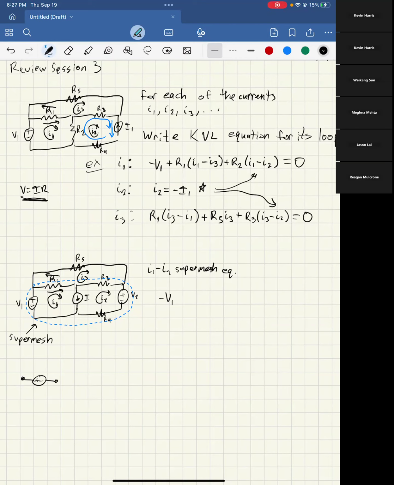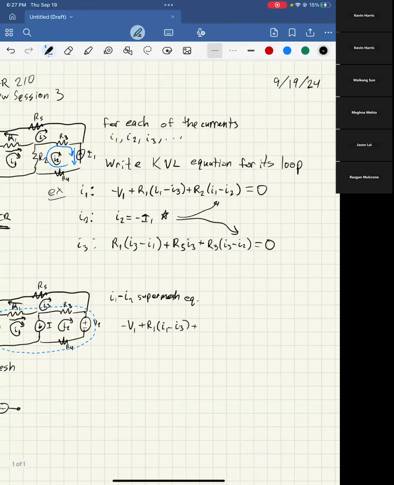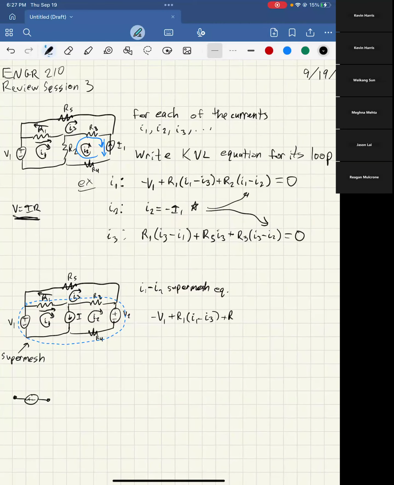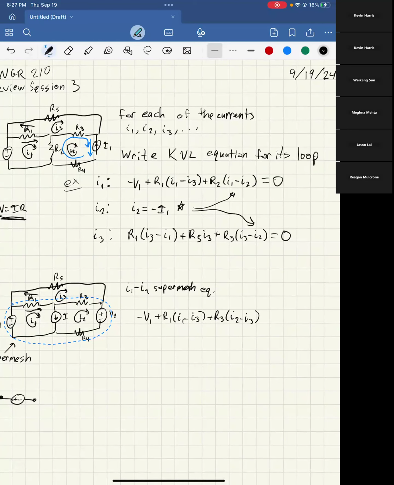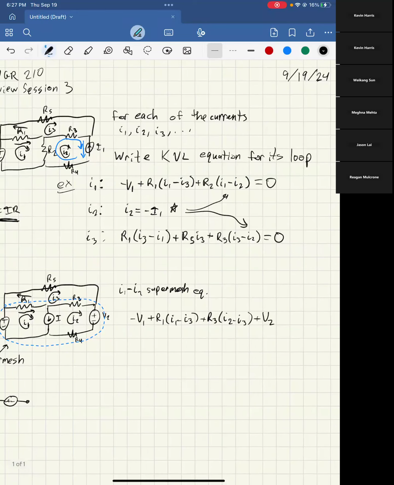So just like before, it's going to be V1 plus R1 times I1 minus I3. And then plus, now we're skipping the current source and going straight to R3. So we have R3 times I2 minus I3. And then to that voltage source, now it's going to be a plus V2, because going clockwise, that is a voltage drop, and that is what we want for positive. And then finally, plus, the other way, just to be consistent, R4 times I2.